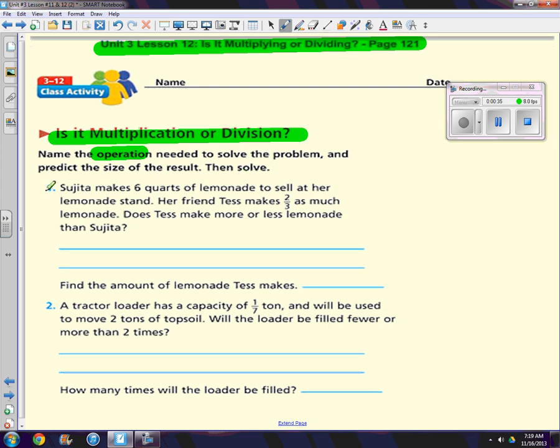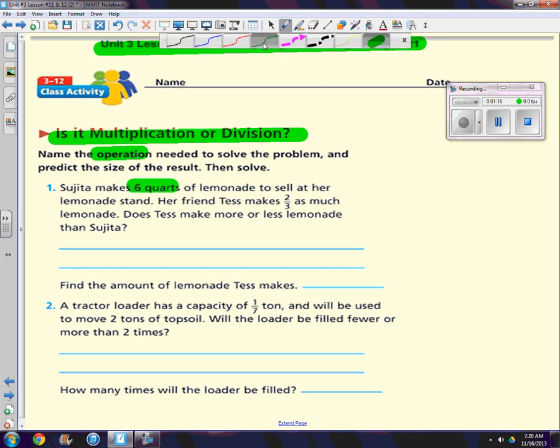Number one, let's go ahead and work this. It says Sujita makes 6 quarts of lemonade to sell at her lemonade stand. Her friend Tess makes 2/3 as much lemonade. Does Tess make more or less lemonade than Sujita? Name the operation needed to solve the problem and predict the size of the results. Well, 6 quarts is what she makes, and her friend makes 2/3 as much.